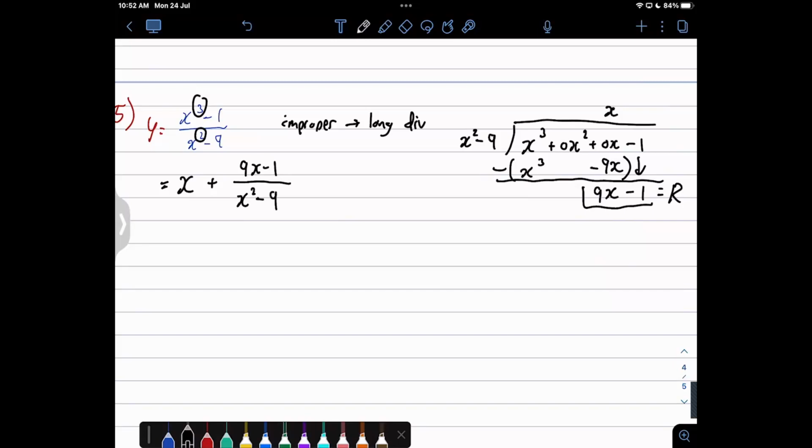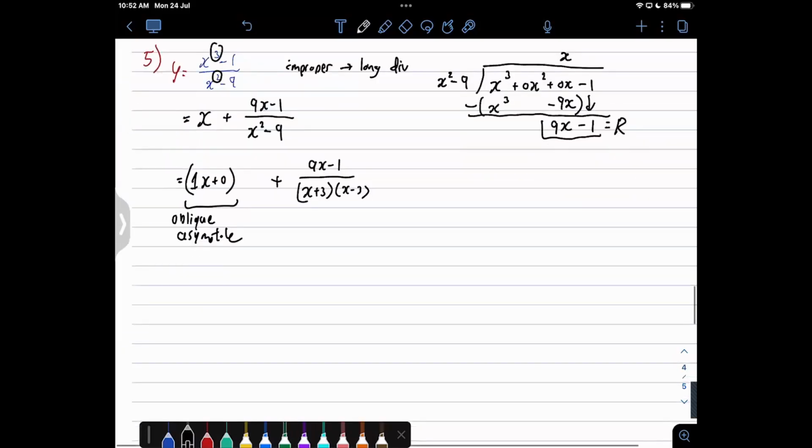This is actually the same as 1x plus 0. So this is what we call the oblique asymptote. And this one, I can factor the denominator. I get x plus 3, x minus 3. Then from there, I take my denominator and equate it to 0. So each of the factors will be equal to 0. Solving, I get x equal to minus 3, x equal to positive 3. Now I have all my asymptotes already.